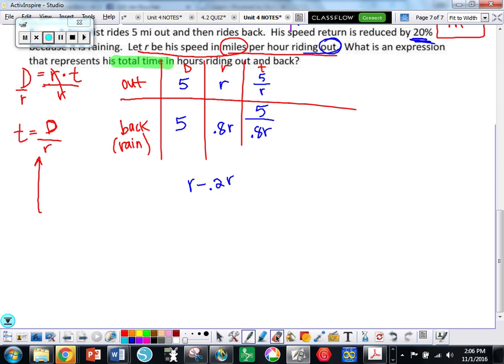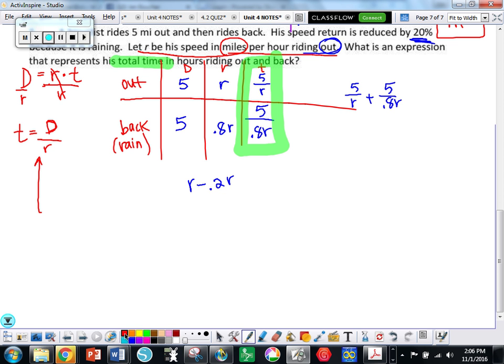If I wanted to come up with an expression that deals with the total, what do I do? Add them together. 5 over R plus 5 over 0.8R. Now what? Yeah, Chris? Fantastic. Oh, except for I hate this. My kid always walks home in the rain.